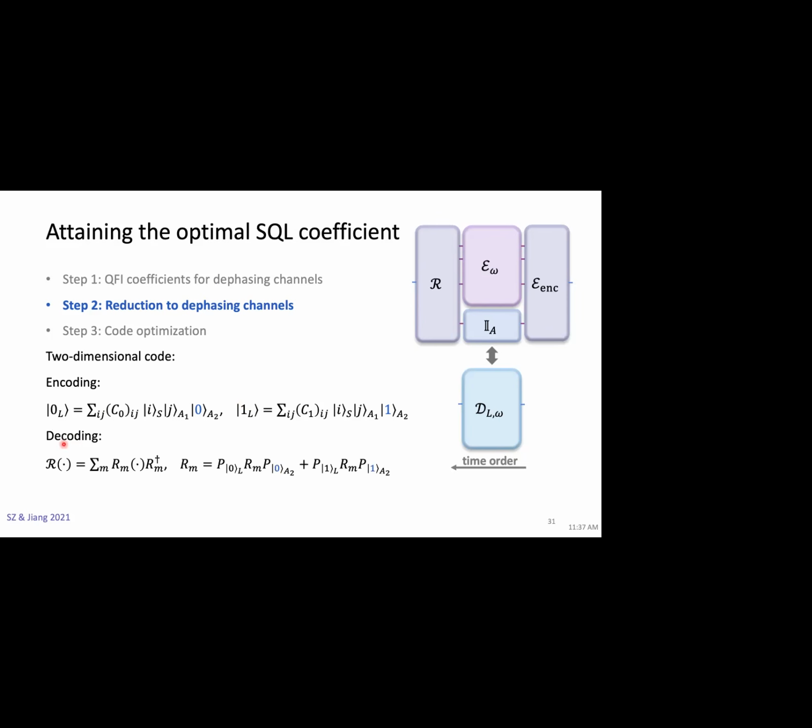And we can also do the same trick for the decoding channel. Basically, everything that starts with 0 goes back to 0, and everything that starts with 1 goes back to 1. So by assuming this structure of the encoding and decoding channel, we can show that this whole quantum channel is exactly a logical dephasing channel. And then in that case, we could just optimize the Fisher information of this logical dephasing channel over all possible encoding and recovery channels. That would give us the optimal SQL coefficient. So that's the code optimization.